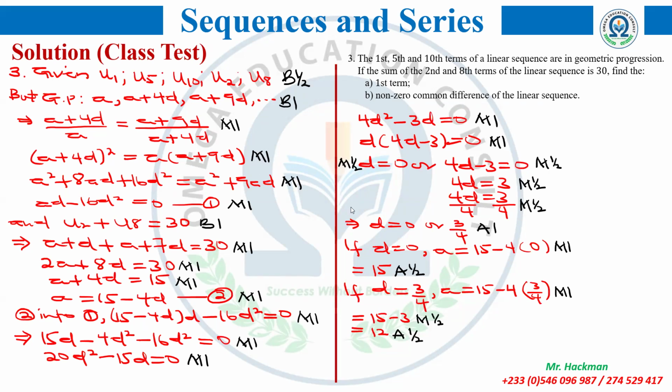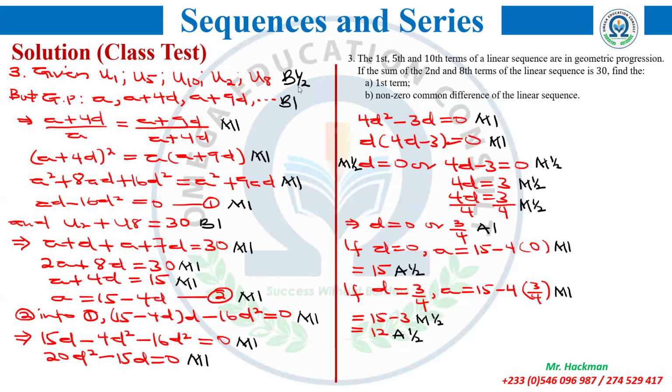So let's see. The first, the fifth, and the 10th terms of a linear sequence are in geometric progression. You can see that I didn't use a comma, but a semicolon. I know I will need my U sub 1, which is the first term, and I've been given U sub 5 and U sub 10. Then, if you continue, the second and 8th terms, so U sub 2 and U sub 8. These are the terms that you will need.